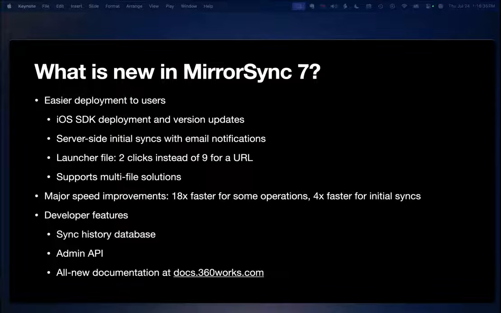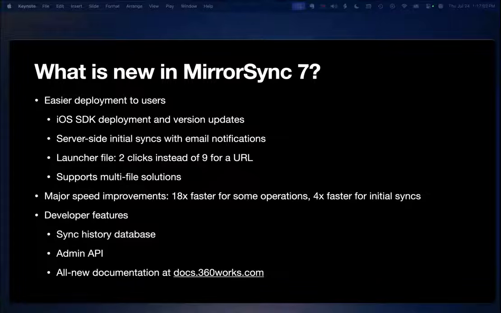I'm not going to be demoing multi-file solutions, so I'll talk about that. In MirrorSync 6 and earlier, it was really challenging if you had a separation model or a multi-file data file, because you can't easily send those to an iOS device. It's easy for a laptop. You just zip it up and send it to the laptop and you unzip it. But there's no built-in unzip feature for iOS. And so it was hard to send multiple files to users.